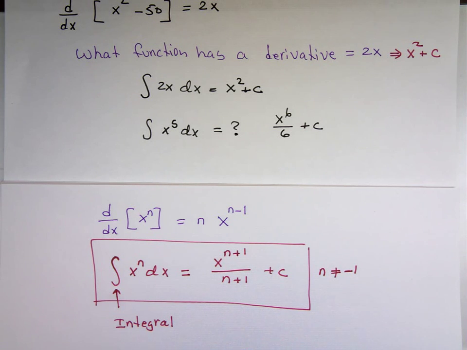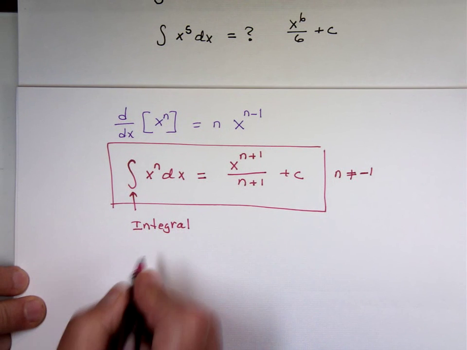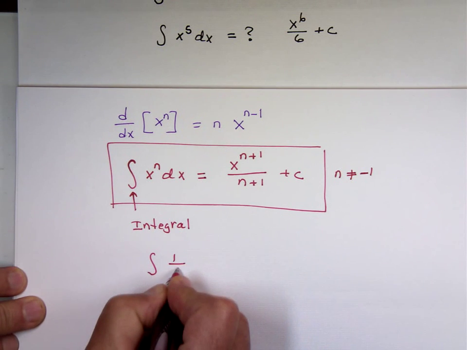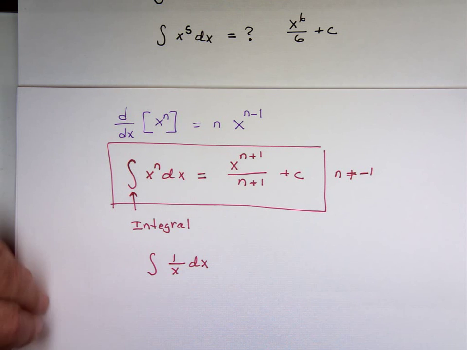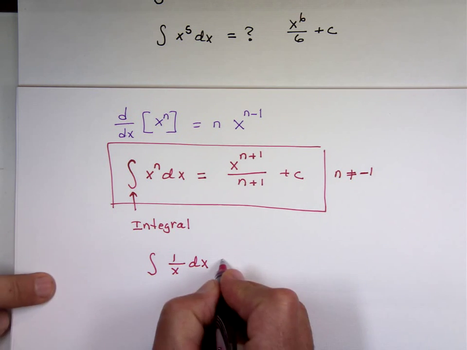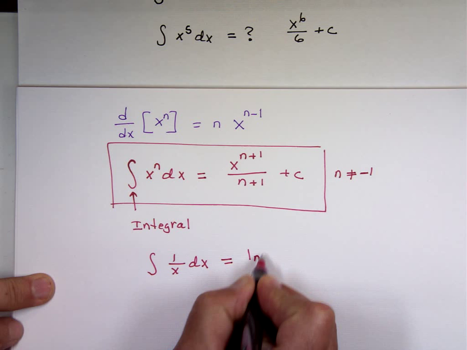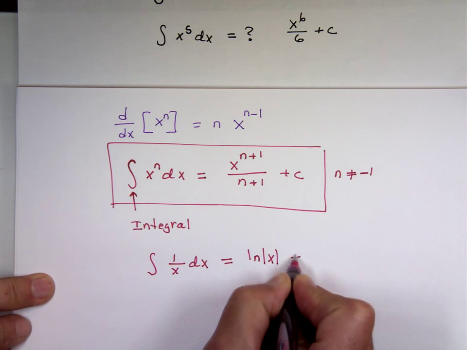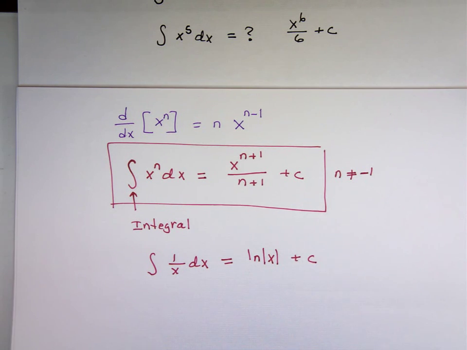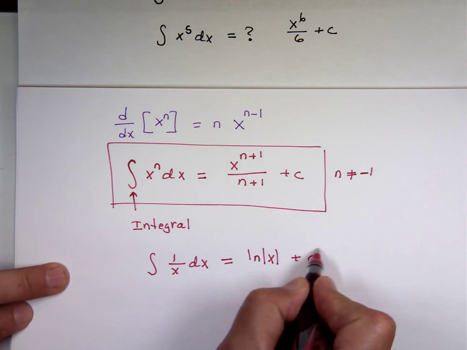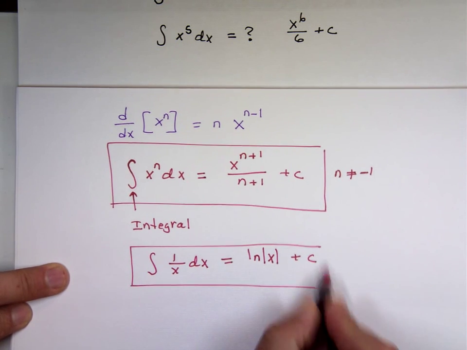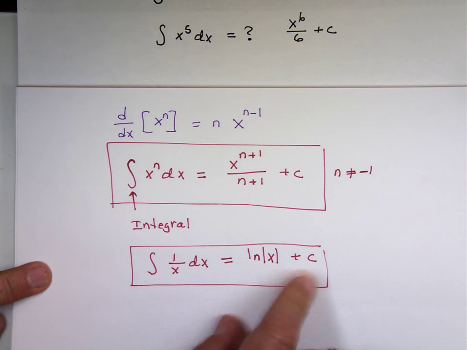Now, what about if n equals -1? Well, think about it. I bet you know the answer to that. What function has a derivative 1 over x? ln. Yep, it's the natural log. So when n is -1, it is the natural log of the absolute value of x plus c. Why the absolute value? Because you can't take the log of a negative number or 0.